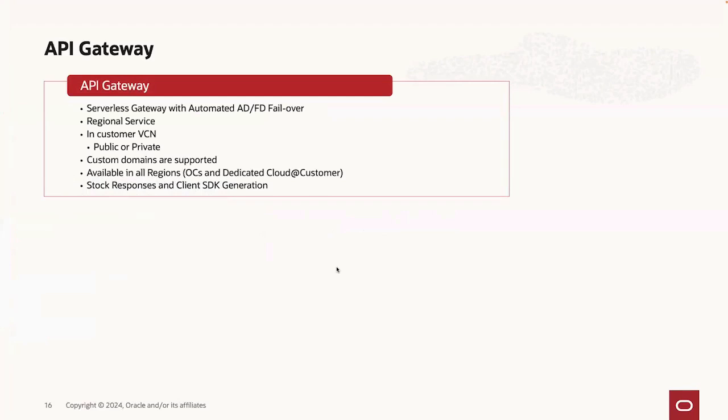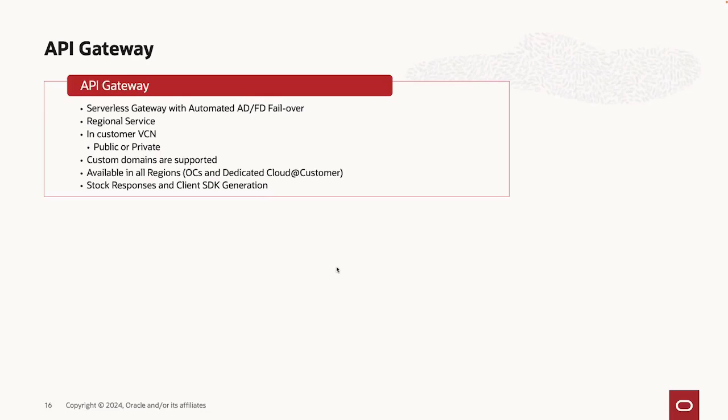API Gateway is a serverless, fully managed service on OCI. It's a regional service. So within a given region, we give you a full HA and DR solution. What I mean by that is when you spin up an API Gateway service instance, we create multiple instances and put those instances across different availability domains in a region, or if it's a single availability domain region, then we create multiple instances across all the fault domains in that given region.